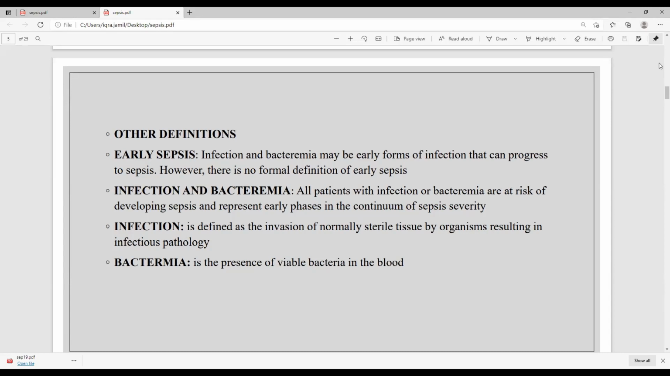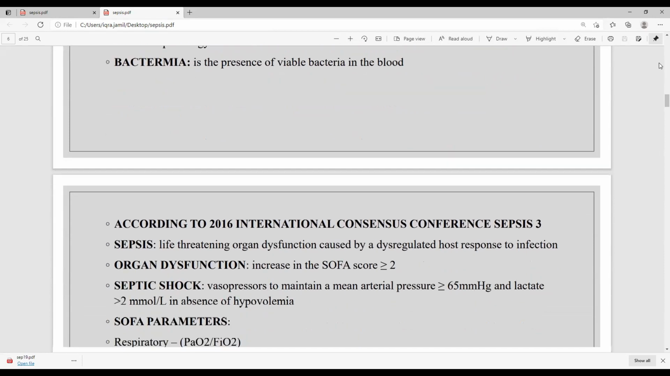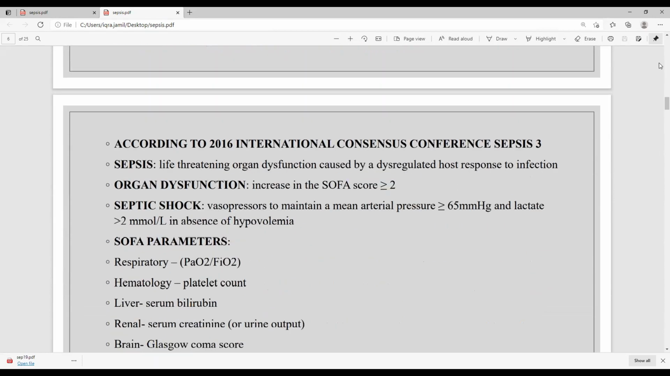Infection is defined as the invasion of normally sterile tissue by an organism resulting in infectious pathology. Bacteremia is the presence of viable bacteria in blood. Now, the definition of sepsis according to the 2016 International Consensus Conference is called Sepsis-3. The conference held in 1991 was Sepsis-1, in 2001 that was Sepsis-2, and in 2016 this is Sepsis-3.